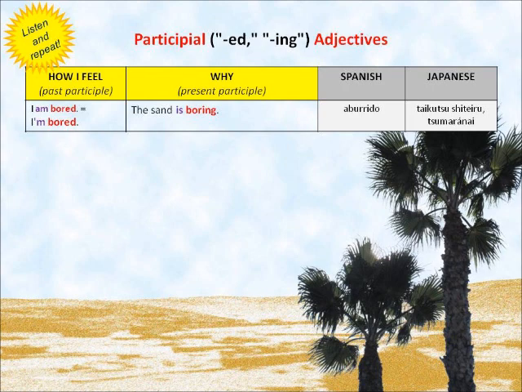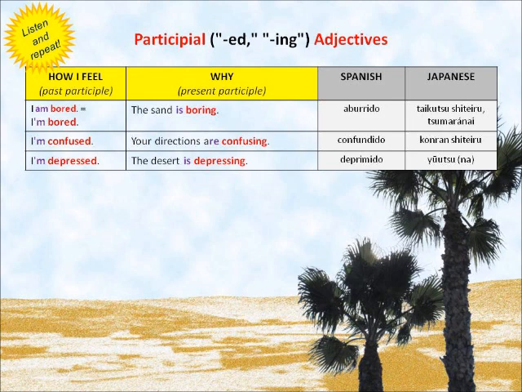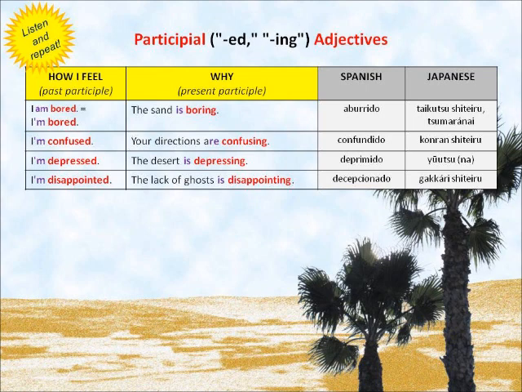One way to remember how to use them correctly is that if you're describing how you feel, use the past participle. And if you are describing something that makes you feel that way, then use the present participle. I'm bored. The sand is boring. I'm confused. Your directions are confusing. I'm depressed. The desert is depressing. I'm disappointed. The lack of ghosts is disappointing.